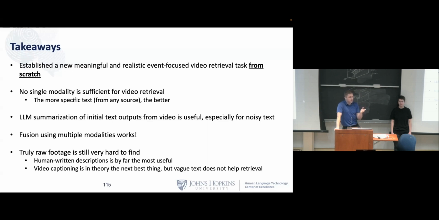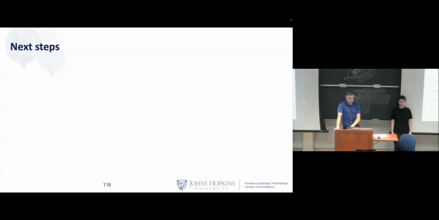And in theory, video captioning could be useful because basically everything I've said up to now is the more specific text that you can have, the better. But as I've alluded to, those tend to generate pretty vague text. So if we were able to do video captioning better in a way that was able to identify specific things that are happening and not just describing the color of the building or a man running down the street, then that would be very helpful for this downstream retrieval task.